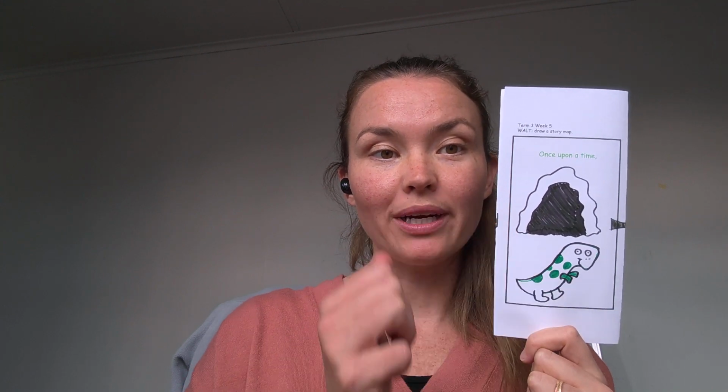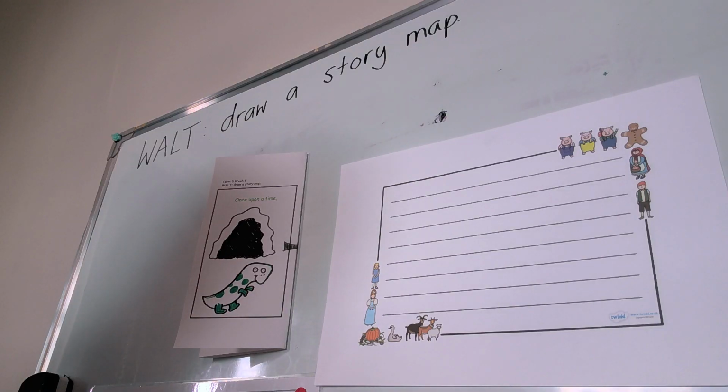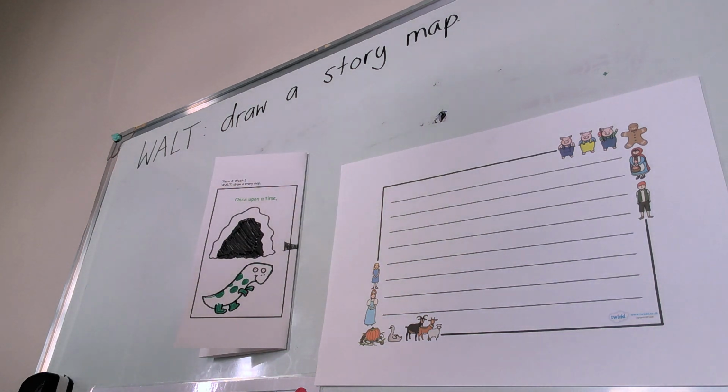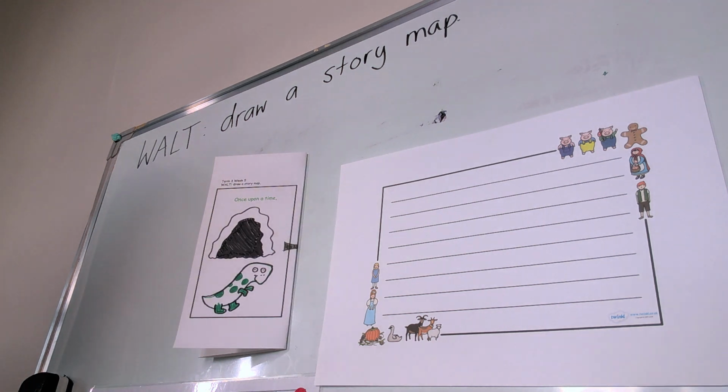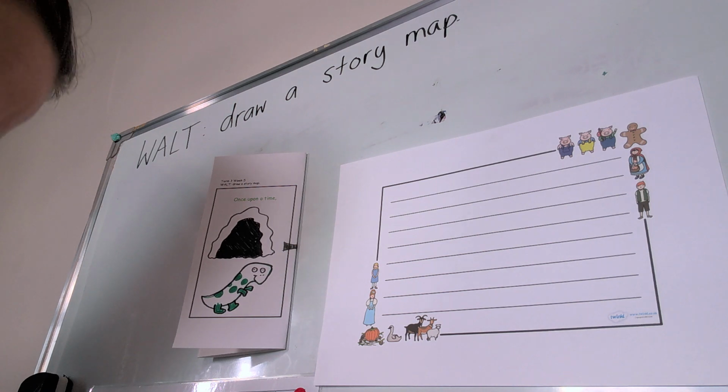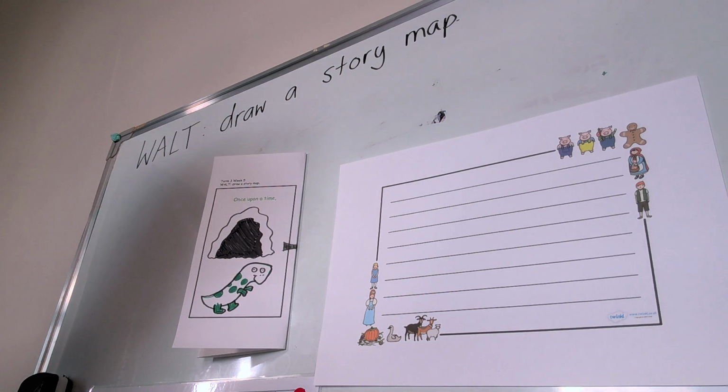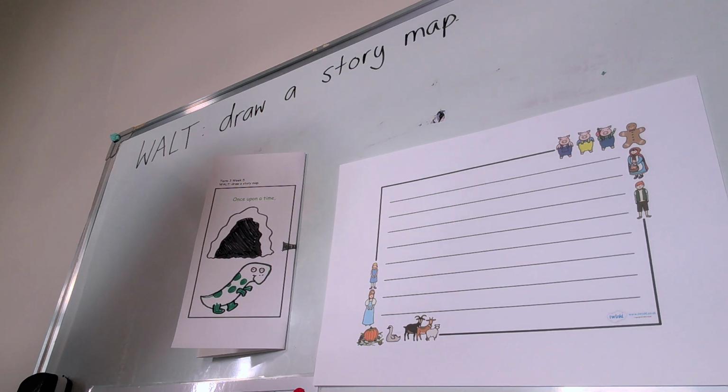Your challenge, children, is to come up with a sentence about your character. Draw your character and where they live. Now that I have practiced my sentence many times, once upon a time, there was a happy, kind, helpful dinosaur called Fred who lived in a deep, dark cave. I can write it up here. So this will be the start of my story.